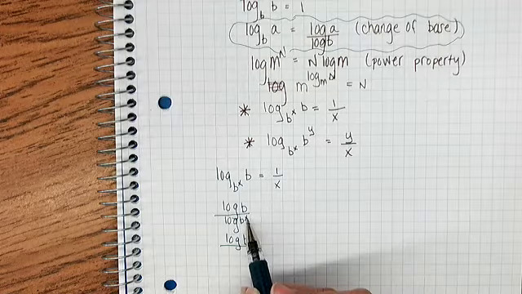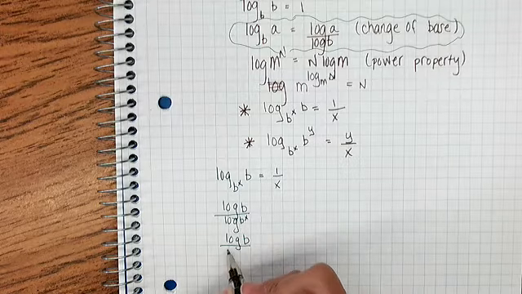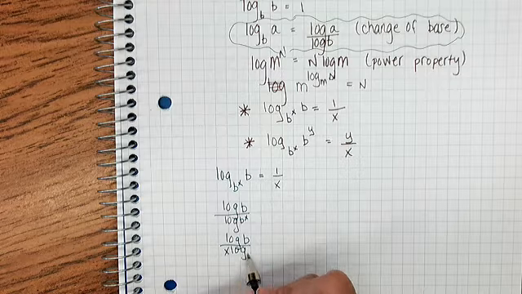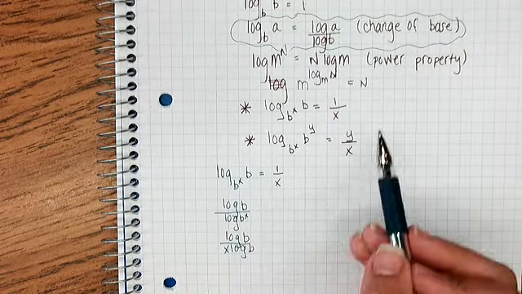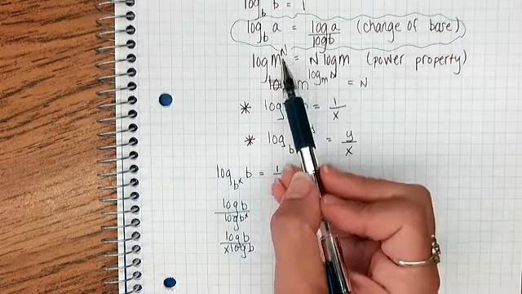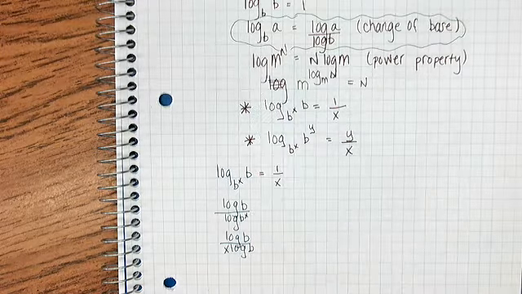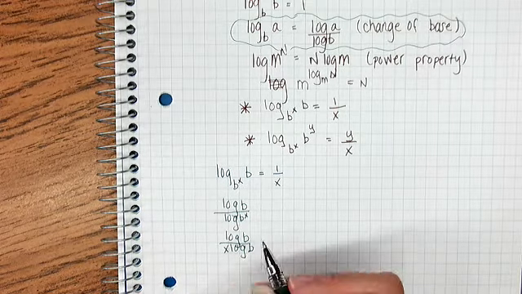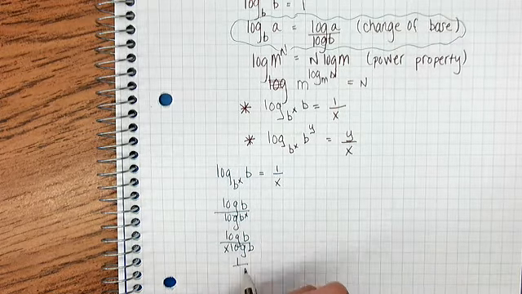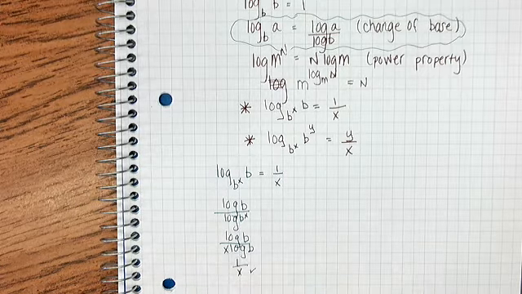over X. X is the exponent, so bring it down in front using the power property. The exponent comes down in front and becomes a coefficient. Well, the log of B over the log of B is 1. So when you reduce, you get 1 over X. Super helpful property if you can remember it.